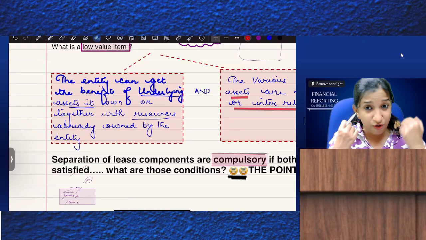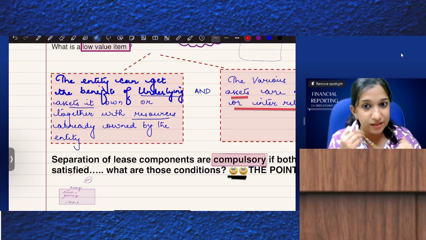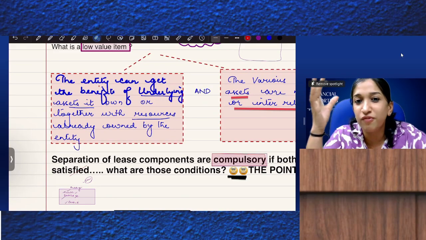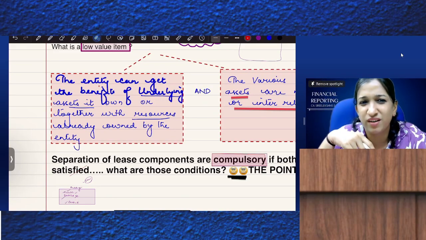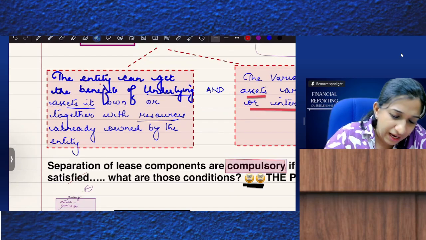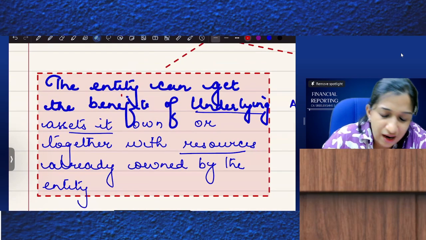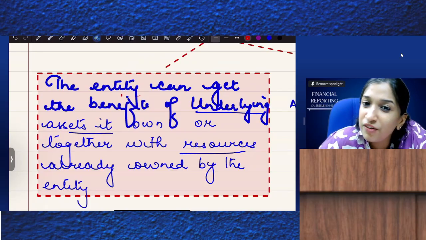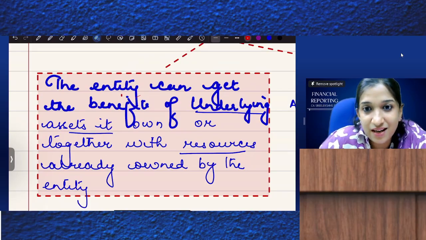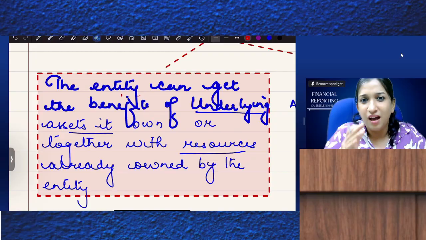Is separation of performance obligation compulsory? Yes. Similarly, separation of lease components is compulsory provided two conditions are satisfied. What are the two conditions? The entity can get the benefit of the underlying asset on its own. Will I get the benefit of land as land on its own?